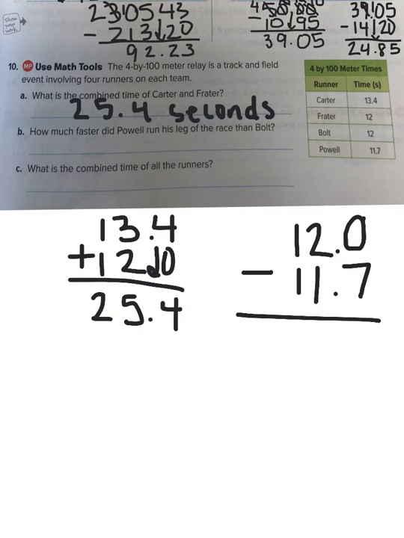Since we can't take 7 away from 0, we need to borrow from the 2, giving us 10 minus 7, which is 3, 1 minus 1 is 0, and 1 minus 1 is 0. So our answer, bringing down the decimal place, is 0.3. So he ran 0.3 seconds faster.